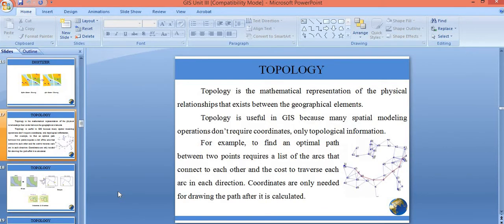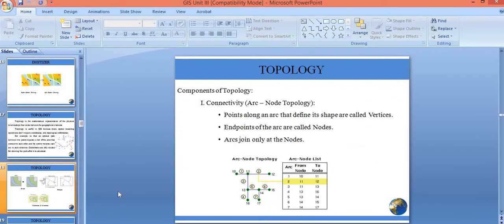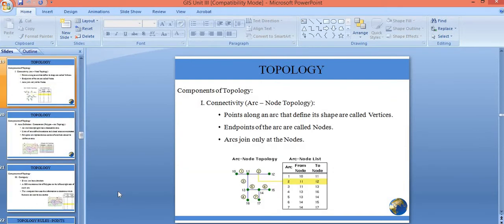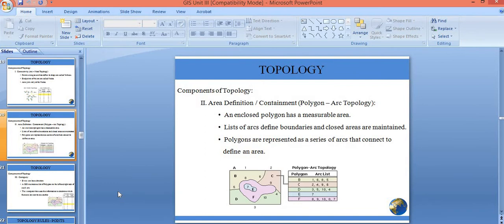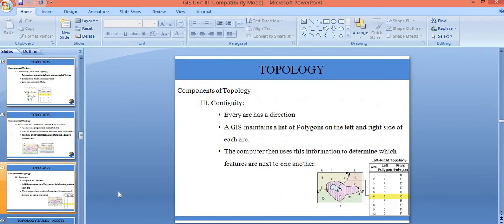The next very important topic is topology. Whenever we want to represent the spatial relationship, then we can go with topology. So topology is a mathematical representation of physical relationship that exists between the geographical elements. There are three main components of topology. The first one is connectivity component, containment component, and contiguity component.